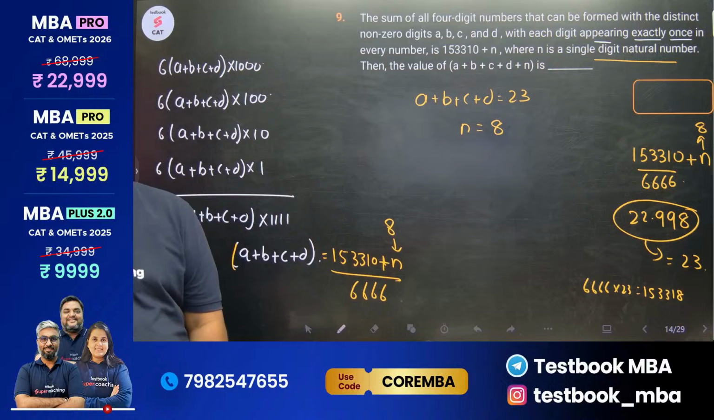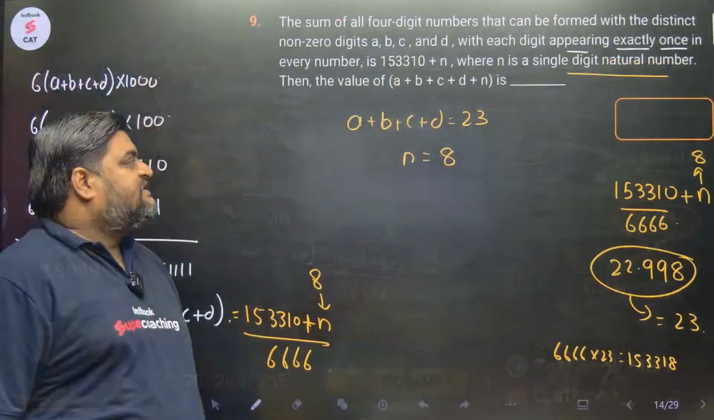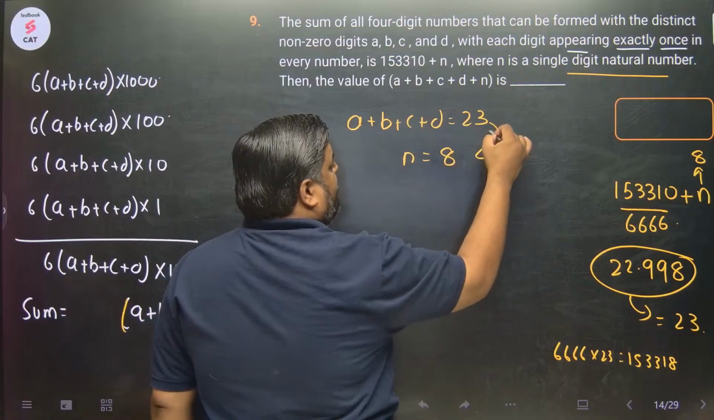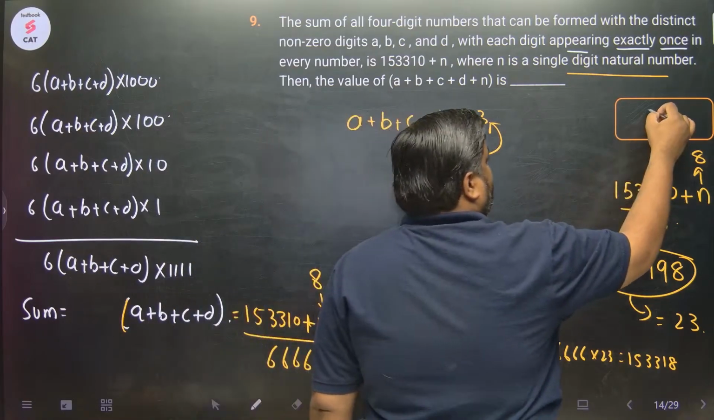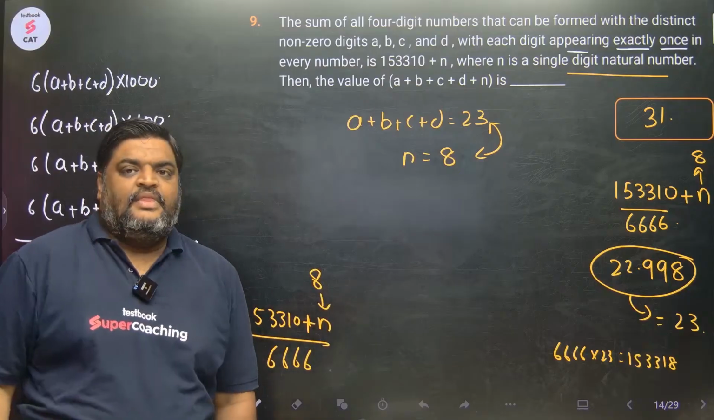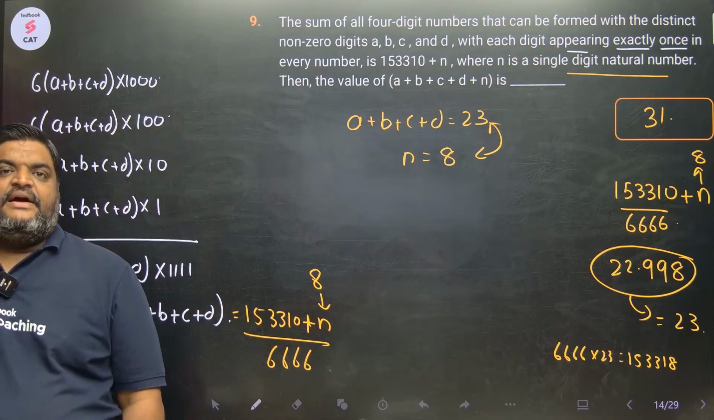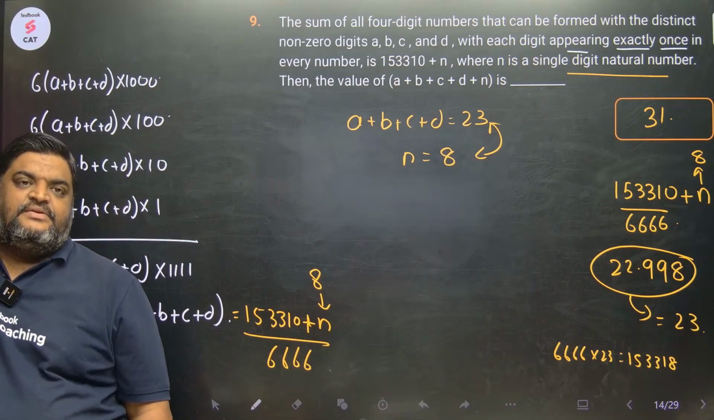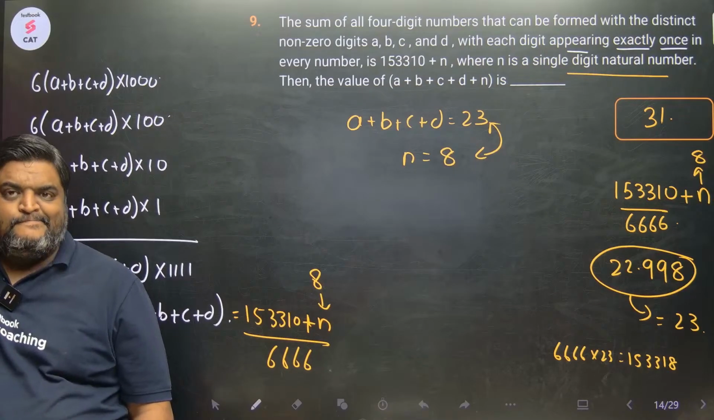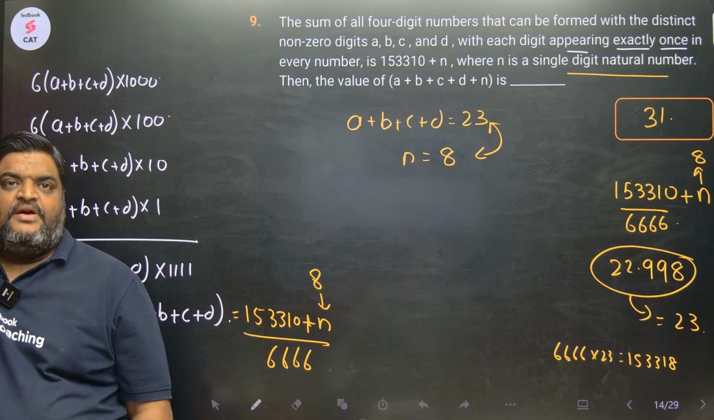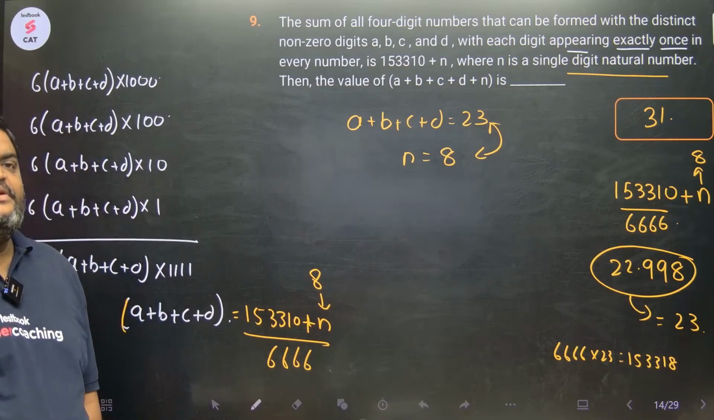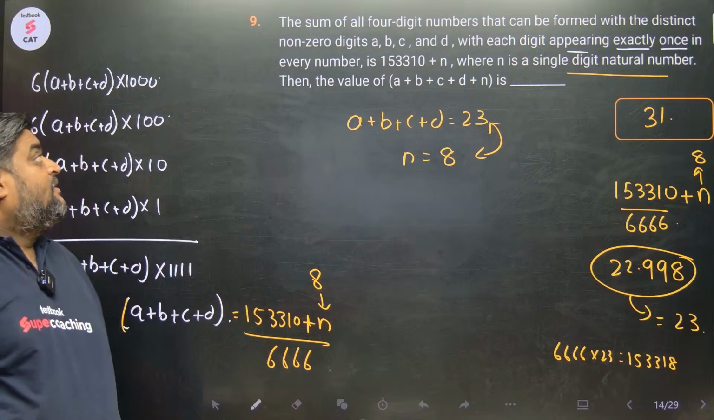पूछा क्या था? The sum of a, b, c, d and n. इनका sum is 31. 23 plus 8 is 31. 31 is the right answer to this question. बोलो हाँ जी. Got it? Next question. आ जाओ.